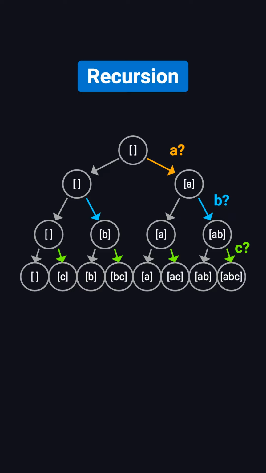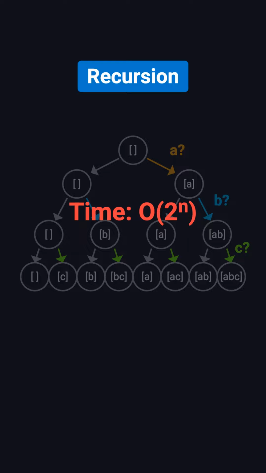This forms a recursion tree that explores every possible path. Since each element doubles the number of possibilities, we end up with 2 to the power of n subsets in total. The time complexity is still O of 2 to the power of n.